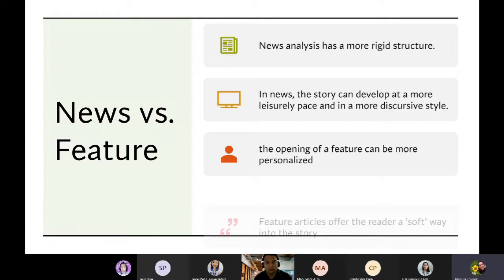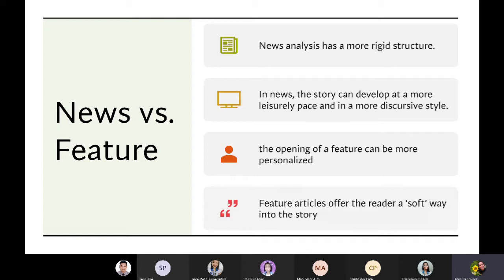Okay. Feature articles offer the reader a soft way in giving a story. When we say a soft way, it is like you're telling them, wait, we have to make it more calm, okay? The story is too much, because you're just giving information, diba? It's like when you have this information overload. Parang sa news, you're getting information overload.